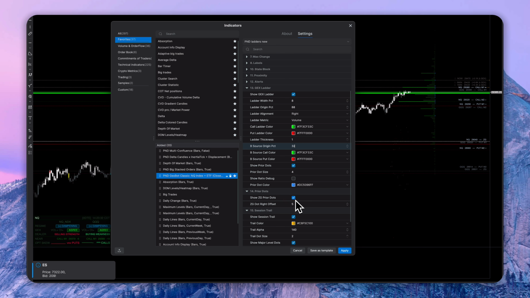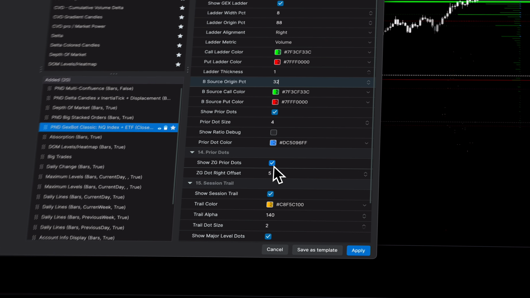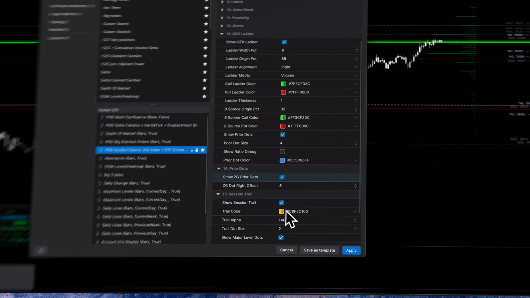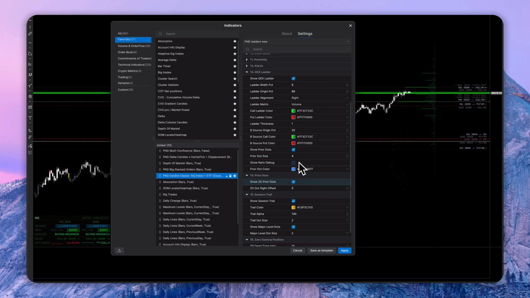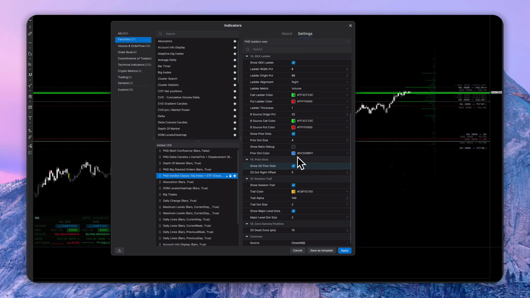There are also the history dots here. If you want to see the 0 gamma dots, you can turn that on or off. And then the session trail as well, so you can see that. And that's pretty much it. Then you see the major levels as well. This will plot the 0 gamma for both NDX and QQQ, and you'll see those getting plotted. If you didn't want to do that, you would have to disable one of them.